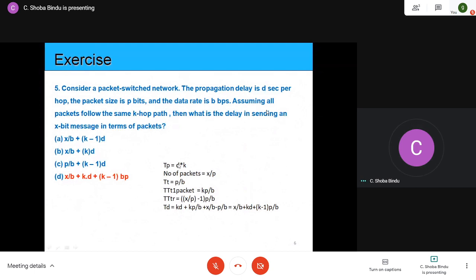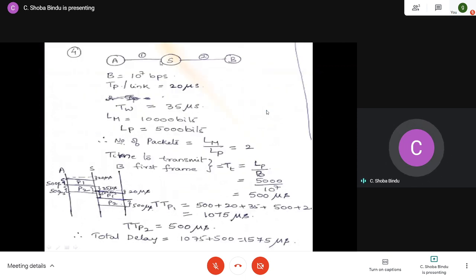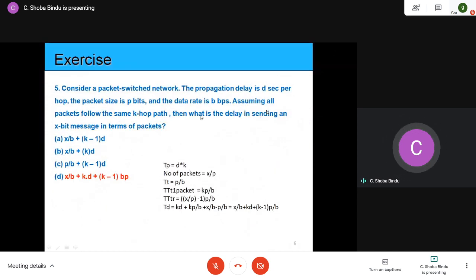So here TP is the propagation delay per hop, but you have k hops like this. So for this hop it is P, for this hop it is P, and you have k hops here. So the total propagation delay will be k into D. So that will be the total propagation delay. That is how you are going to calculate.